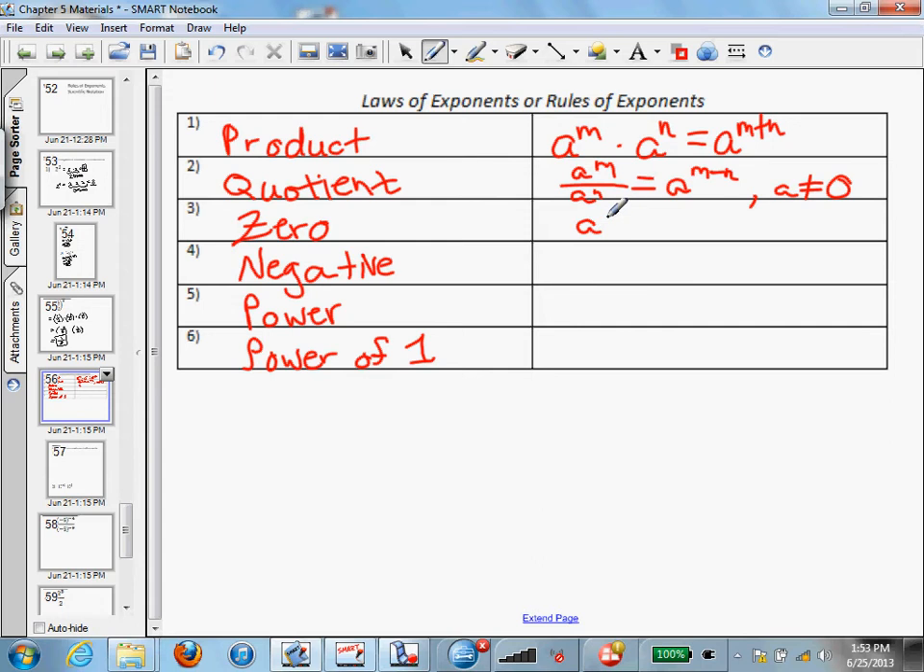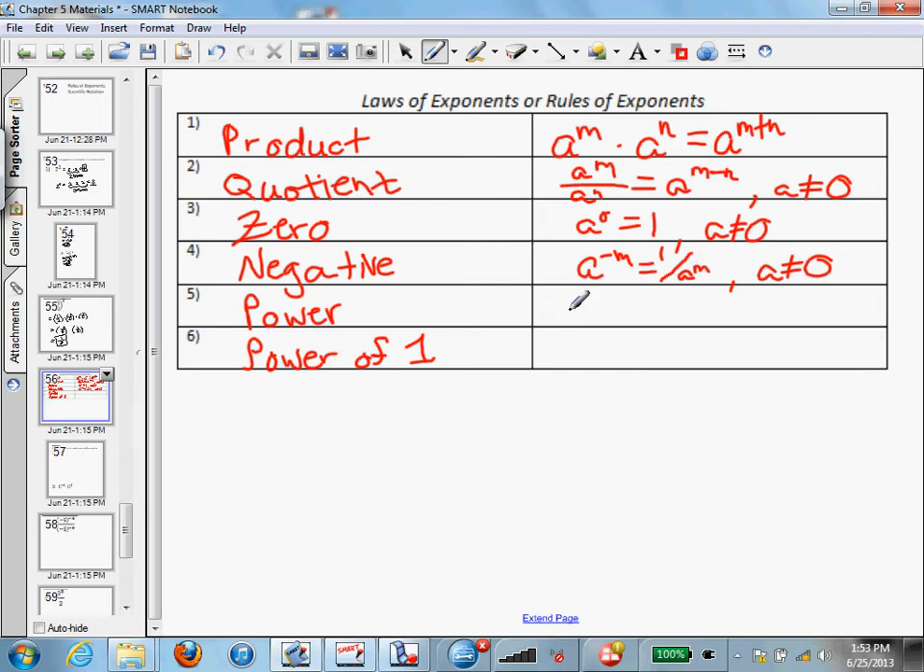Okay, with the 0 rule, you have a base, any base, with a power of 0. And what's going to happen is your answer is going to become 1. But keep in mind that your base cannot be 0. Okay, with the negative rule, that means you have some base to a negative power. What you can essentially do is place it over 1. So you can say 1 over a to the nth power. And again, keep a anything but 0.